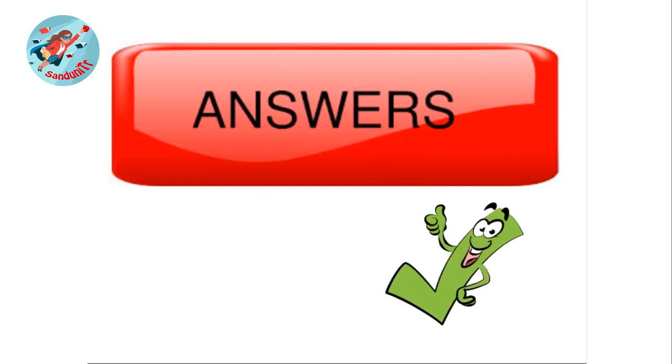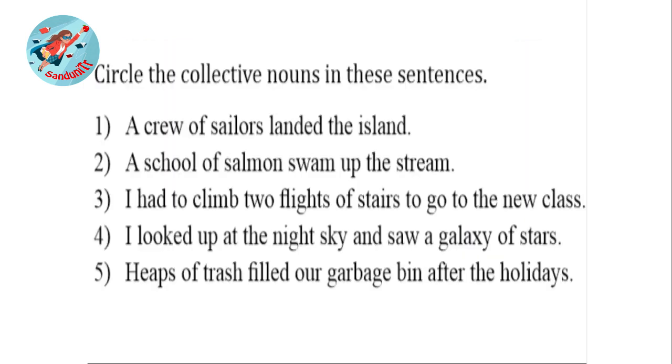Let's discuss the answers. Circle the collective nouns in these sentences. Number 1. A crew of sailors landed the island. So, your answer should be like this. A crew of.